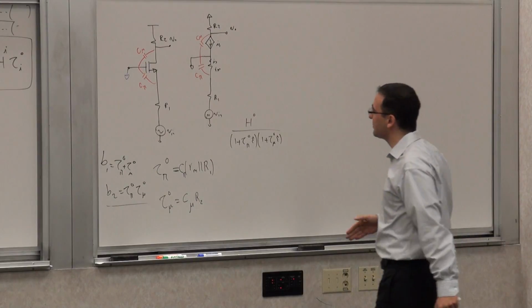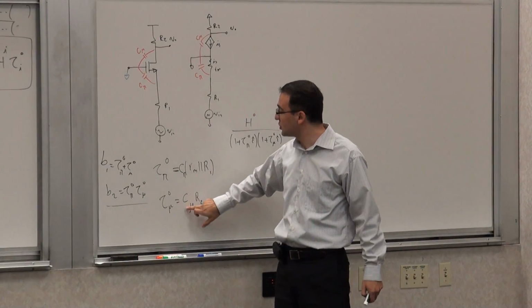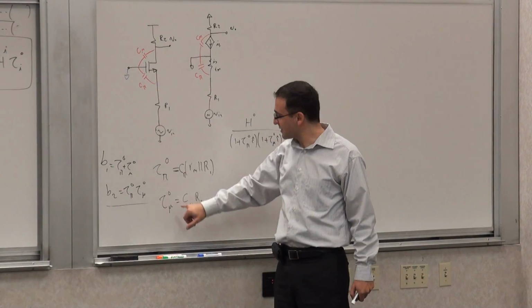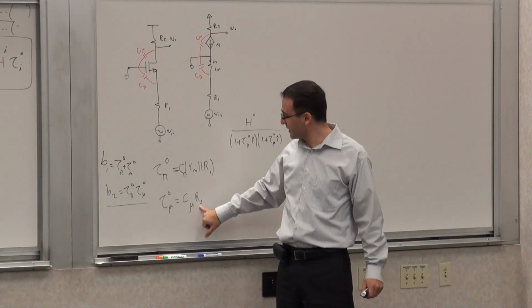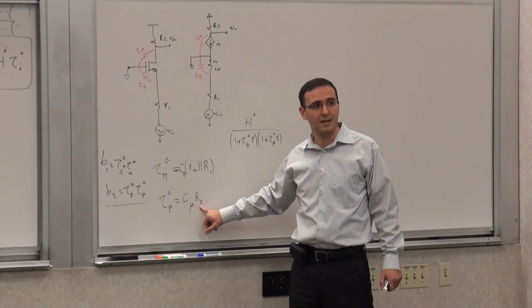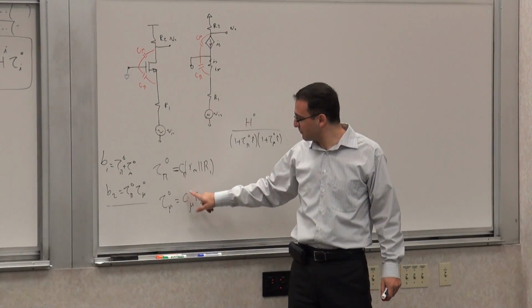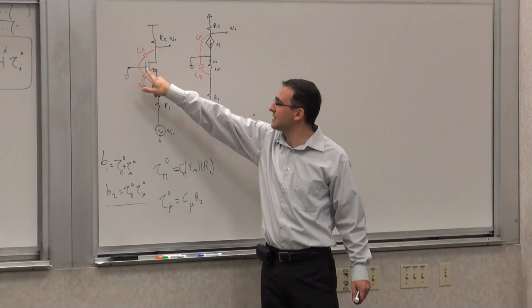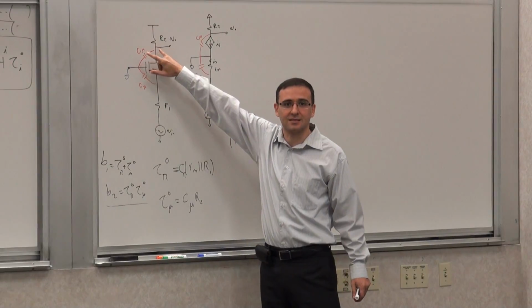If you're reasonable and if you have a small R2, C mu is generally smaller than C pi. So this is a small capacitor times the resistance. As long as you are reasonable in how you choose this resistor, then you're okay. But your response pretty much is dominated by this stage, not this side. It's determined by this capacitance.